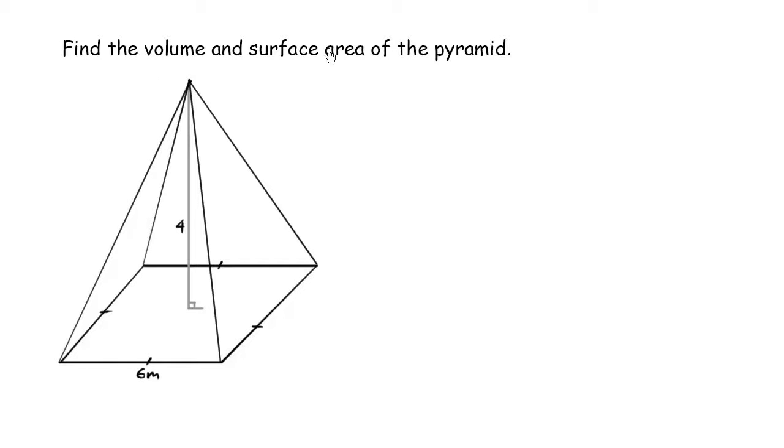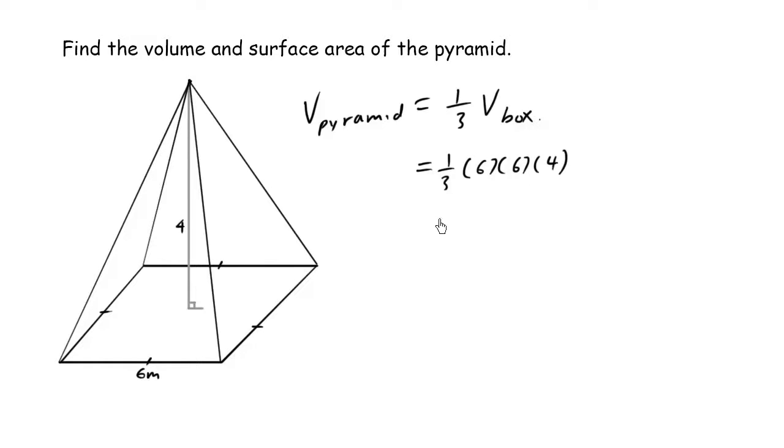Let's find the volume and surface area of this pyramid. One key thing to remember is that, let's begin with the volume. The volume of the pyramid is equal to 1/3 of the volume of a box. So we know that the box formula is going to be length times width times height. So the volume of a pyramid is going to be 1/3 times length times width times height, which is 6 times 6 times 4. Since this is a square bottom, this is 6, 6, and the height is 4.